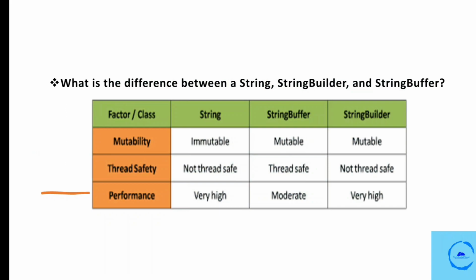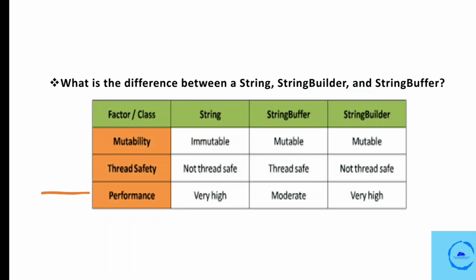Now let's talk about thread safety. Strings are immutable and inherently thread safe. StringBuilder is not thread safe. It is designed for better performance in a single threaded environment. StringBuffer is thread safe and its methods are synchronized. It is used in a multi-threaded environment where thread safety is a concern.